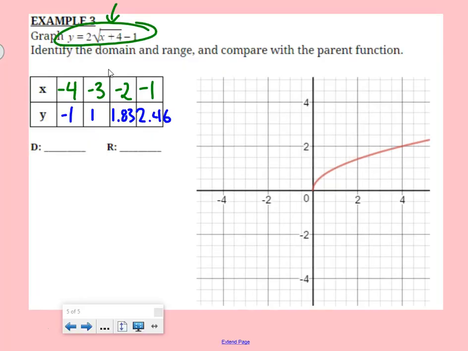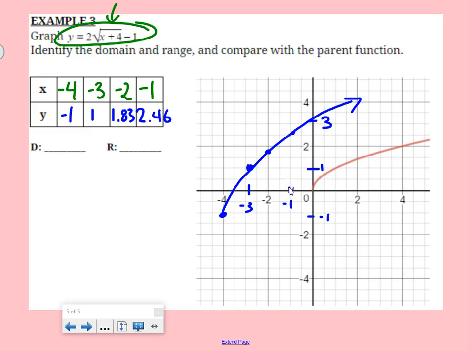Graph those on your number line. We get -4 and -1. So -4, -1 would be right there. -3, +1, right there. -2, 1.83, be almost close to 2. And then -1, 2.46 would be in between 2 and 3, so about right there. Plot that. That's our graph.